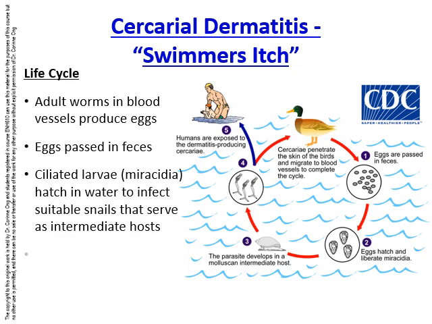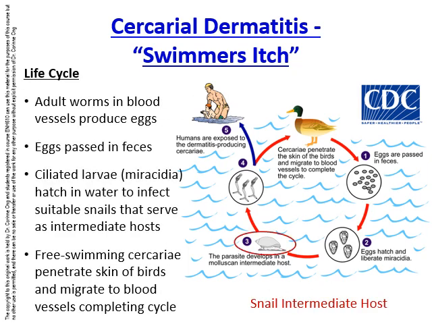Adult worms in the blood vessels of birds produce eggs which are passed into the environment through their feces. The ciliated larvae hatch in water to infect suitable snails that serve as intermediate hosts. Free-swimming cercariae penetrate the skin of birds and migrate to blood vessels, completing the life cycle.